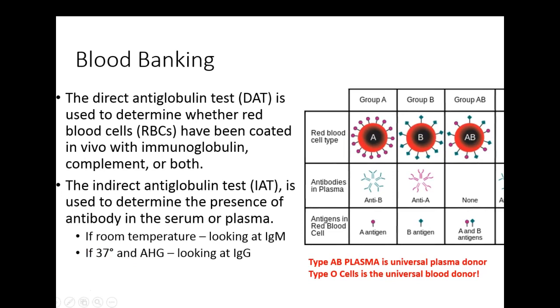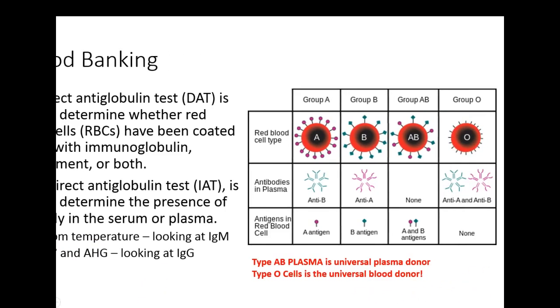Okay, so for blood banking, we use the direct antiglobulin test to determine whether red blood cells are coated with immunoglobulin or complement. That's done in vivo in the body. The indirect antiglobulin test is used to determine the presence of an antibody in the serum or plasma. If we do it at room temperature, we're looking for IgM, and if we do it at 37, we're looking at IgG.